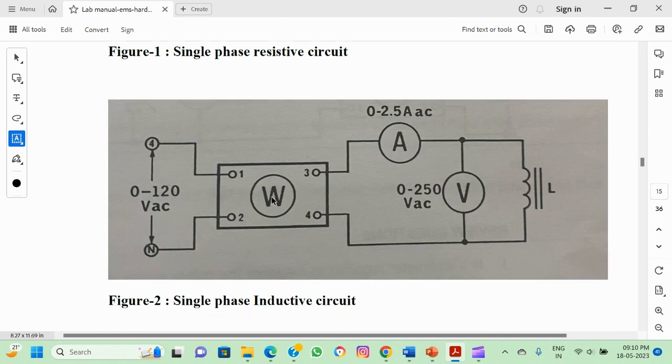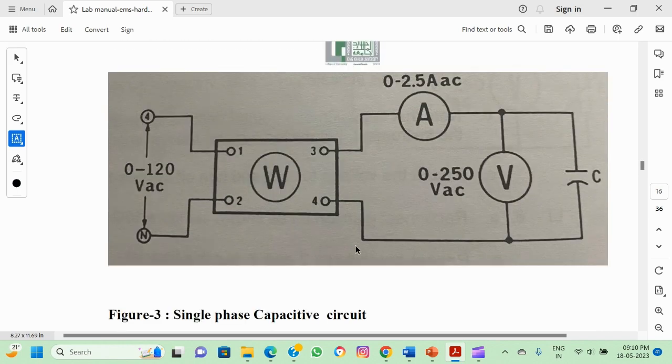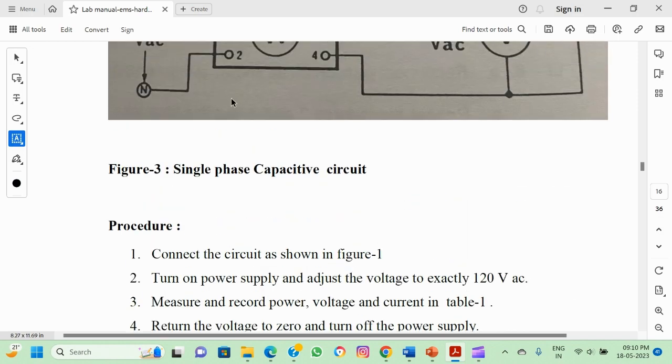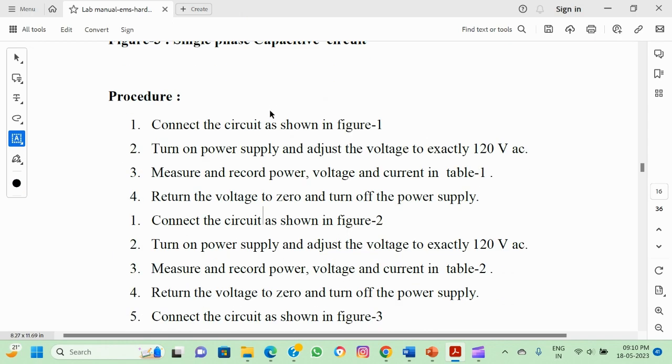So in the second circuit, we will change the resistive load with the inductive load, and then in the third one we will change the inductive load with the capacitive load. So observe one thing here: all the meters which we are connecting here, they will measure the RMS value, and the wattmeter will measure the active power. Okay, so whatever may be the load, the wattmeter will measure the active power.